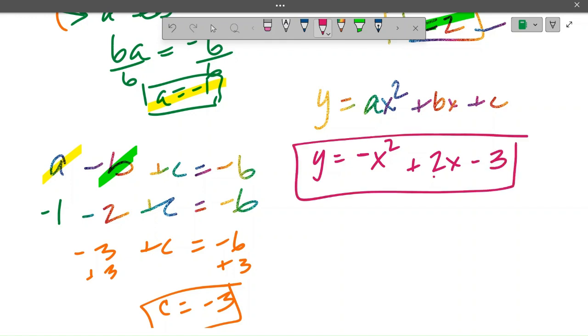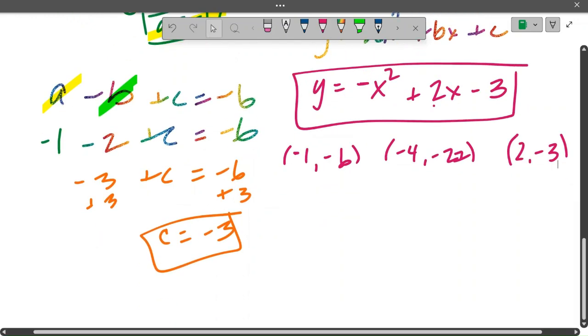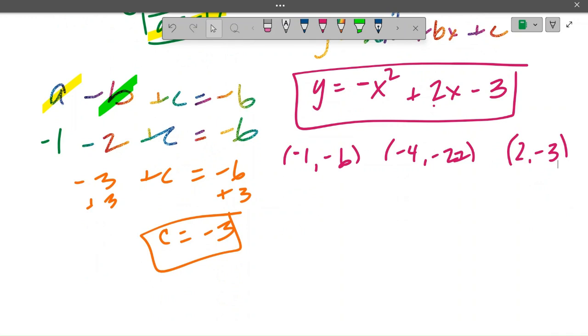This is our equation. So I would recommend the next step is that you check that you actually did this right. So we had 3 points. We had -1, -6. We had -4, -27. And we had 2, -3. So I'm just going to do a little mental math to see if what I plugged in is correct. So I'm going to plug -1 in everywhere I see x, and I should get out -6. So -1 squared is 1, times a negative is -1, plus 2 times -1, which is -2.